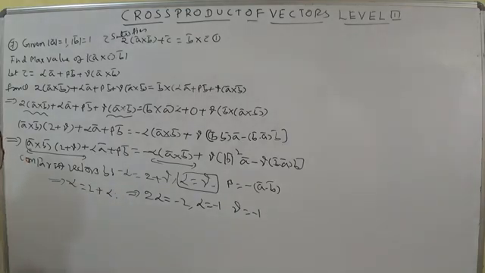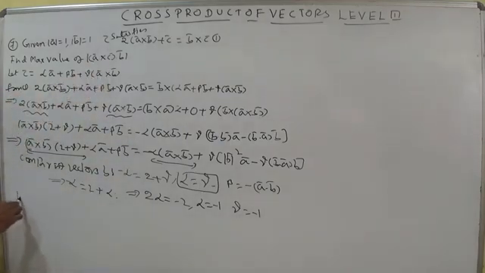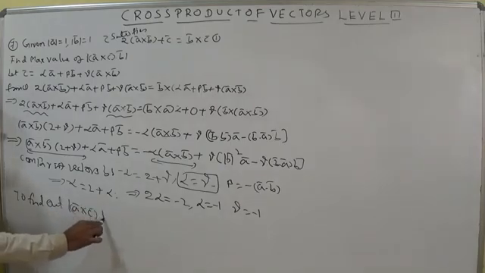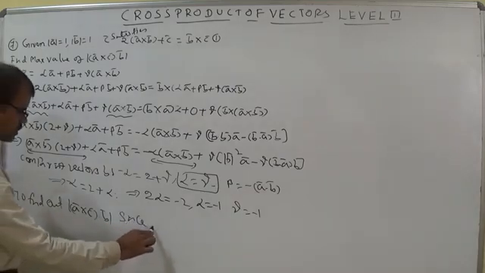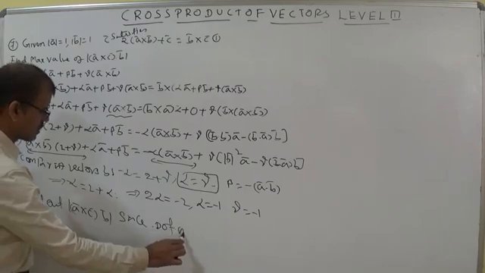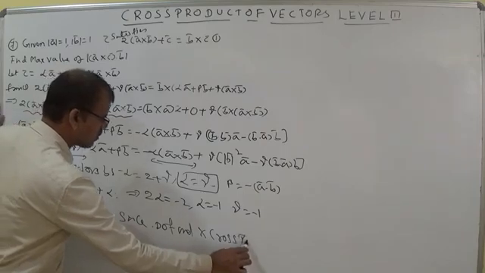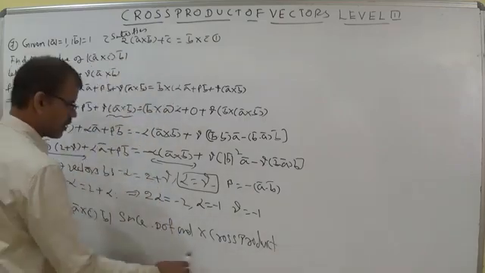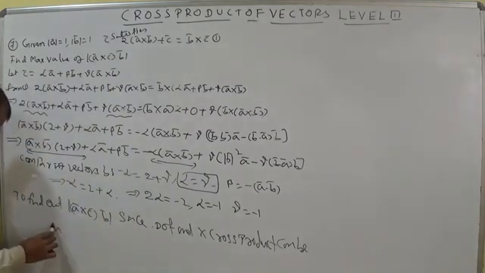Now using this, what should we find out? Modulus of A cross C dot B. To find out, I am writing here the value we should find out: modulus of A cross C dot B. Since dot and cross can be interchanged. Among the scalar triple product of vectors, dot and cross can be interchanged.